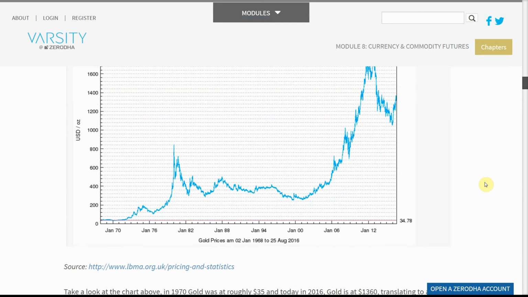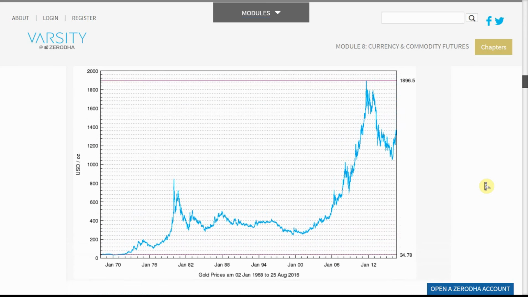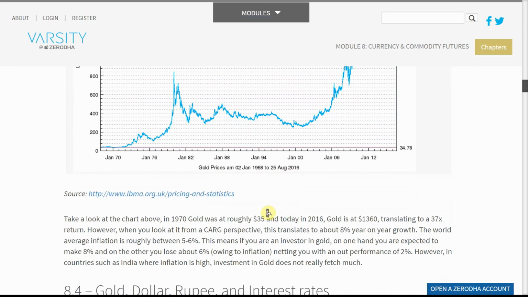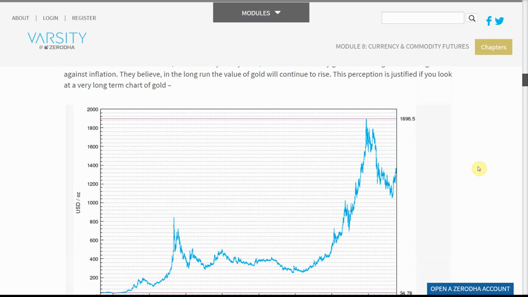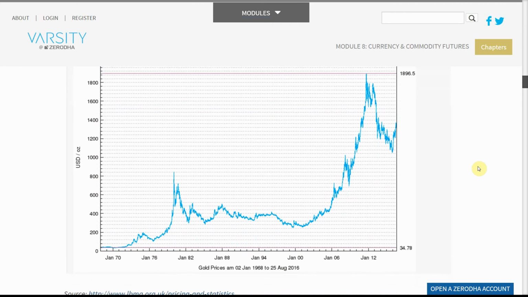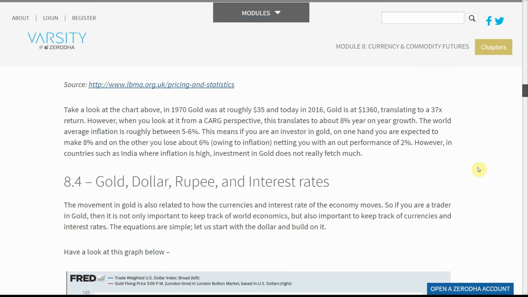Source: http://www.lbma.org.uk/pricing-and-statistics. Take a look at the chart above. In 1970, gold was at roughly $35, and today in 2016, gold is at $1,360, translating to a 37x return. However, when you look at it from a CAGR perspective, this translates to about 8% year-on-year growth.